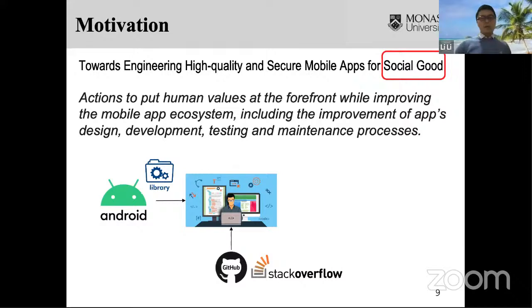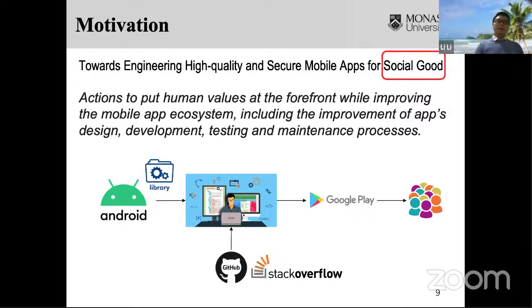The developers also access many code repositories and question-answer websites to implement their apps. And after completing the apps, developers may release them through app markets, such as the official Google Play Store, to distribute the apps to end users. End users can use the apps as well as give feedback inside the ecosystem. So when we talk about social good, we want to invent approaches to benefit all of them in the ecosystem.